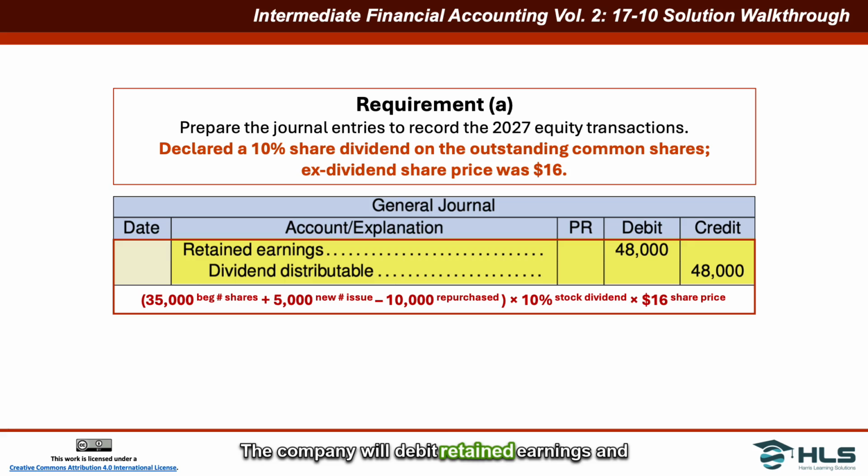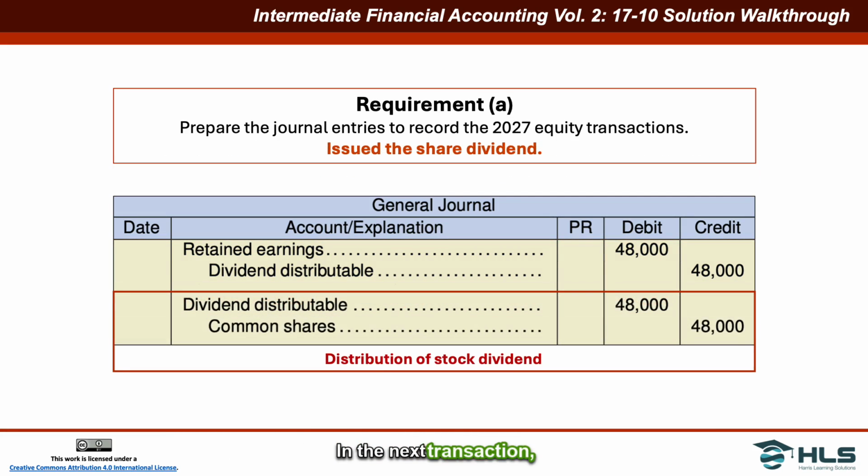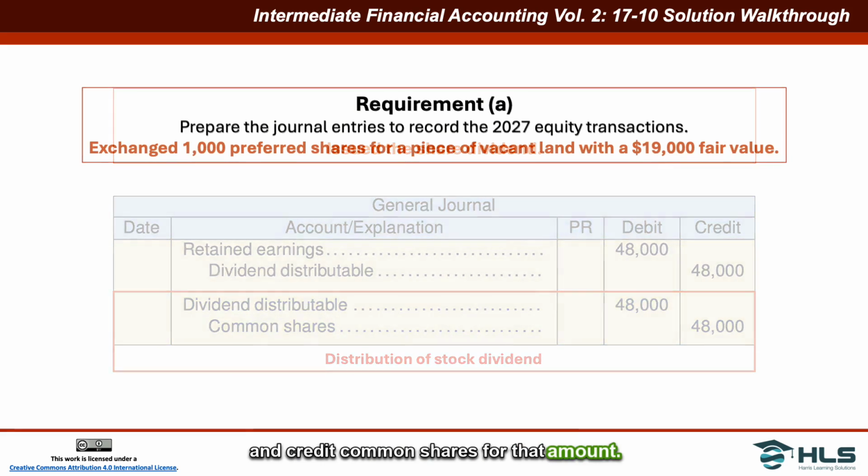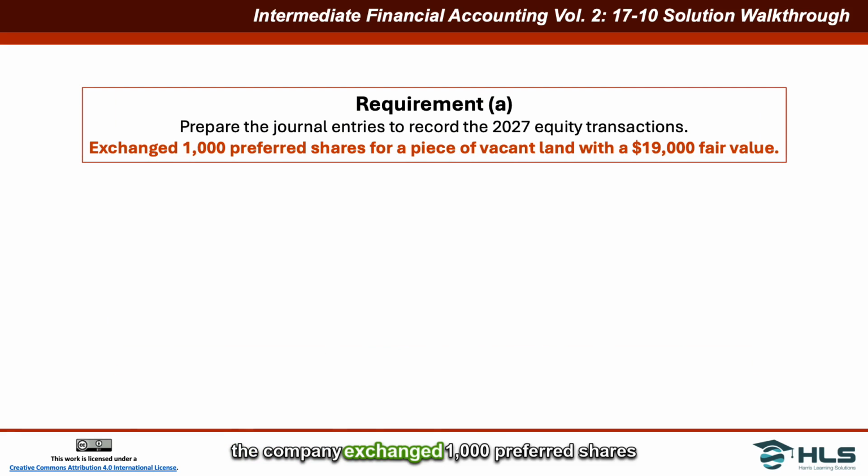The company will debit retained earnings and credit dividend distributable. This is a temporary contra account to retained earnings, where we park the dividend before it's actually distributed due to some administrative timing delays in actually distributing the shares to shareholders. In the next transaction, the company issued the share dividend. The company is going to debit the existing balance in the dividend distributable account for $48,000 and credit common shares for that amount. In the next transaction, the company exchanged 1,000 preferred shares for a piece of vacant land.